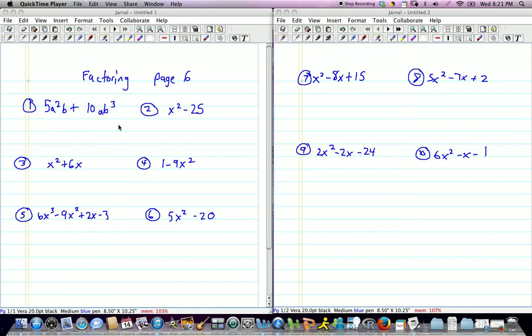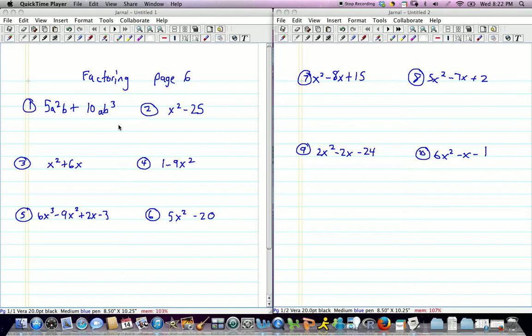Okay guys, we're going to work through the problems on page 6 of the summer packet. This is all about factoring, which is one of the most important skills that you can have in mathematics, especially as you move into pre-calculus. It's a skill that kids find difficult and that you may have struggled with from time to time, but that with practice you'll be able to master, and that's extremely important for this class.